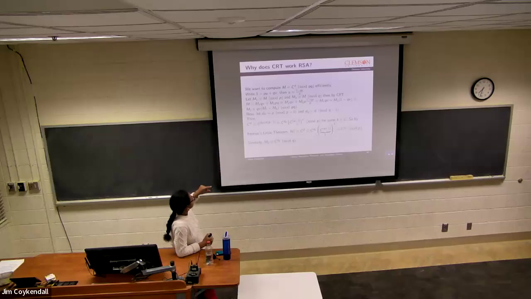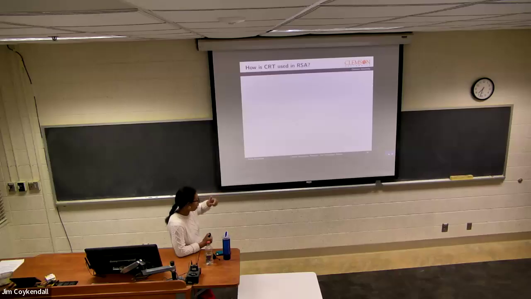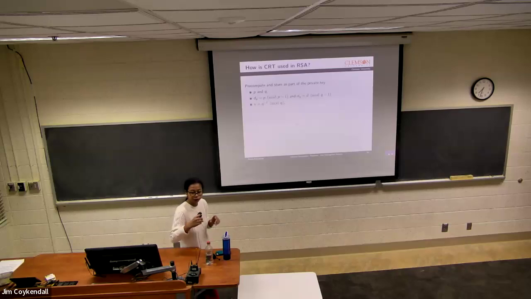Similarly, we do the same reasoning for Q. Now, instead of doing that decryption algorithm that I showed you before, this is how we do it. First of all, you need to pre-compute and store as part of the private key P and Q, the DP, the DQ, and V, which is Q minus 1 modulo P. And instead of doing C to the power of D modulo N, which is very big and very difficult, this is what we do.